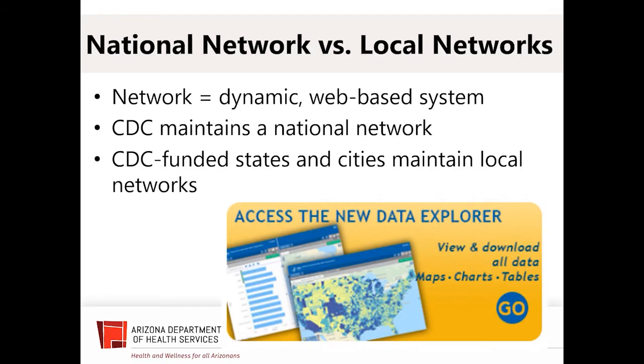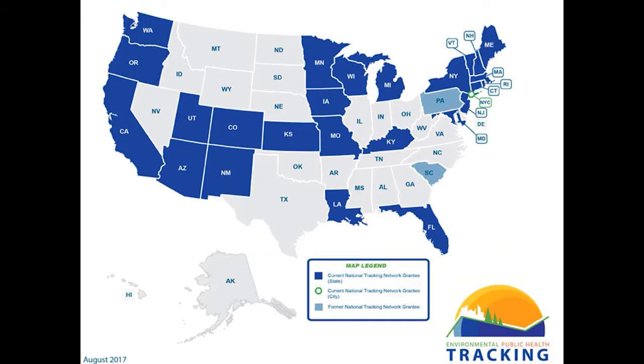The tracking program has a national and local network. CDC maintains the national network and then funds states like ours to both contribute to the national network and develop and maintain our own local network. Currently, CDC funds 26 states and local health departments to build and implement local tracking programs and data networks. State and local data systems feed into the national tracking network.